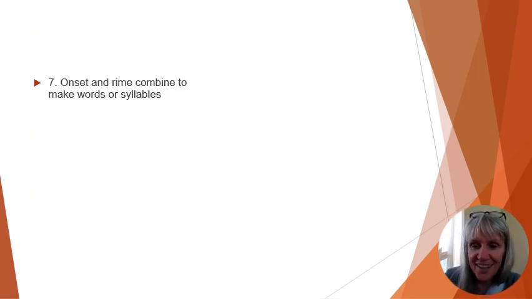So we're moving on. Question number 7. Onset and rhyme combine to make words or syllables. Is this true or false?